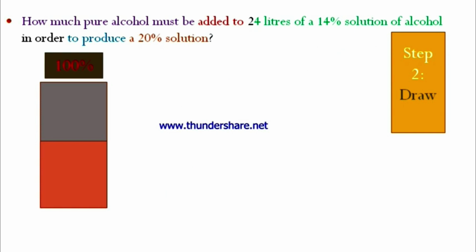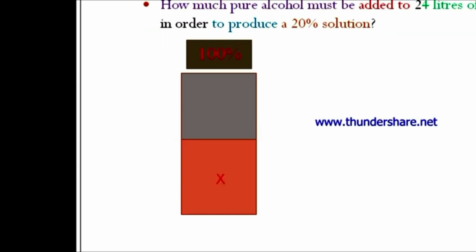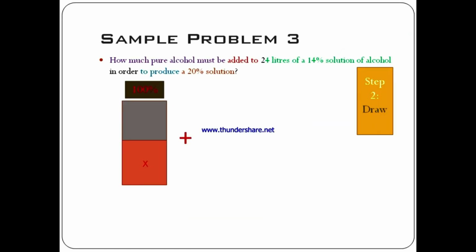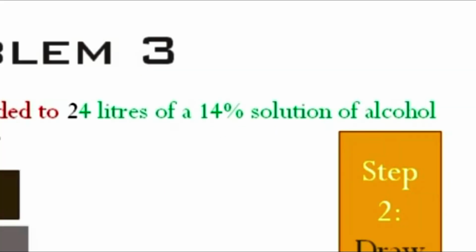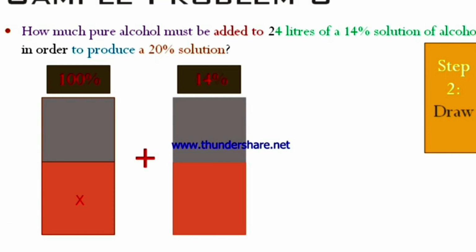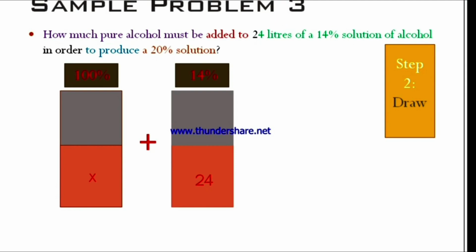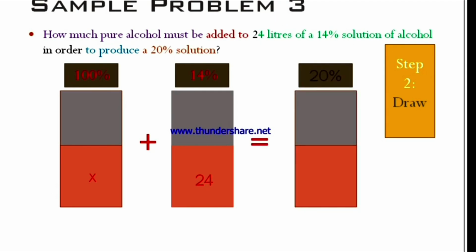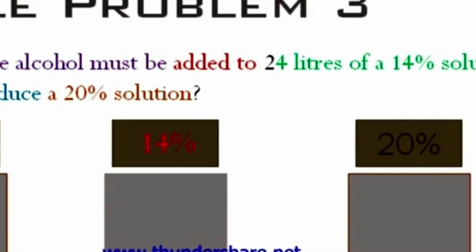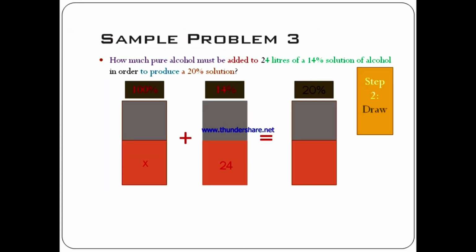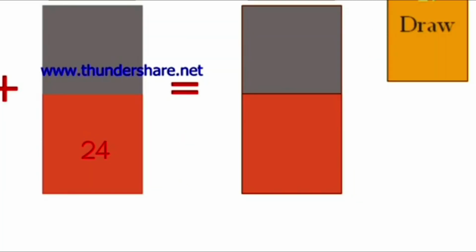The volume is not given, so we put a variable x. Plus, that's added to, so that's a plus. The other mixture, 14%. So, small rectangle, 14%. The volume is given, 24 liters. To produce, that's an equal sign. And then 20% solution. But it did not say the volume, so that's another variable.